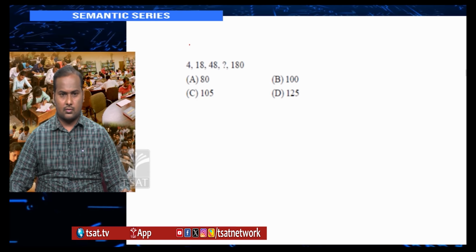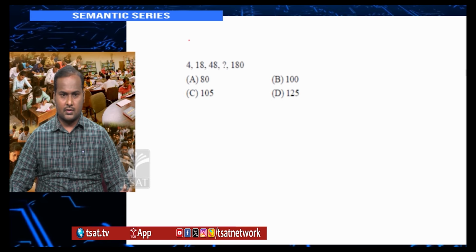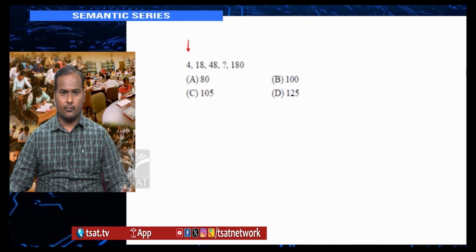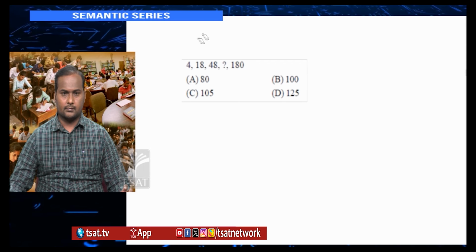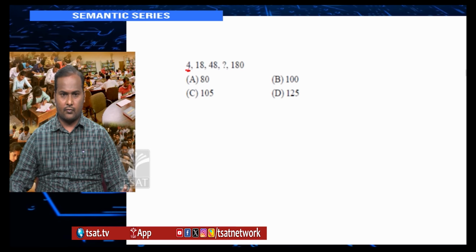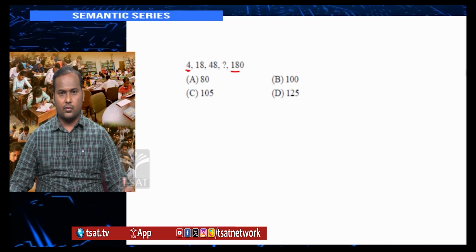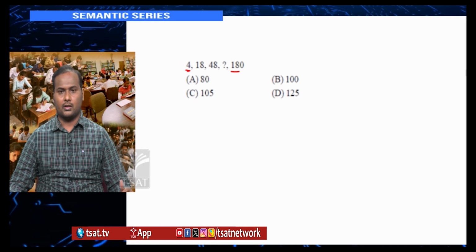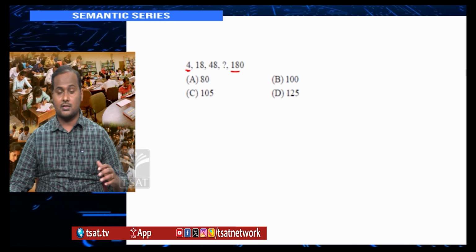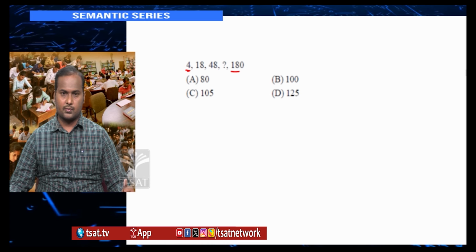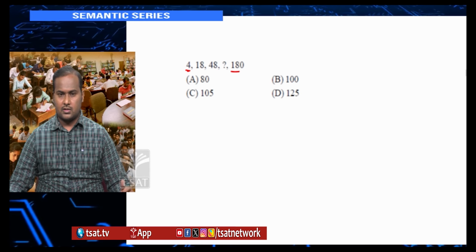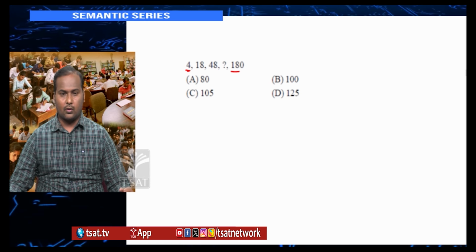In this question, observe the series. In this series, the first number is 4 and the last number is 180. The moment you see from 4 to 180, it is a huge increase. Whenever there is a huge increase, we always need to take the multiplication. So, obviously, some kind of multiplication is involved in this particular series. So, let us try to understand how this multiplication is involved.